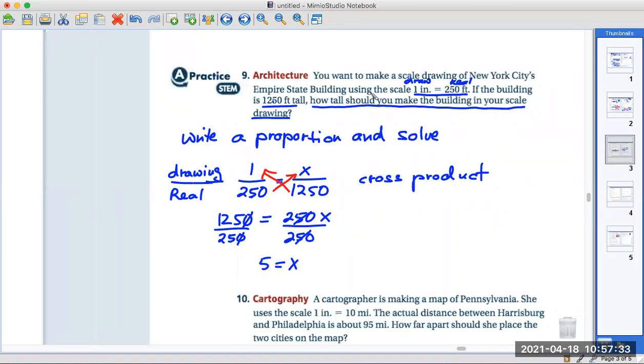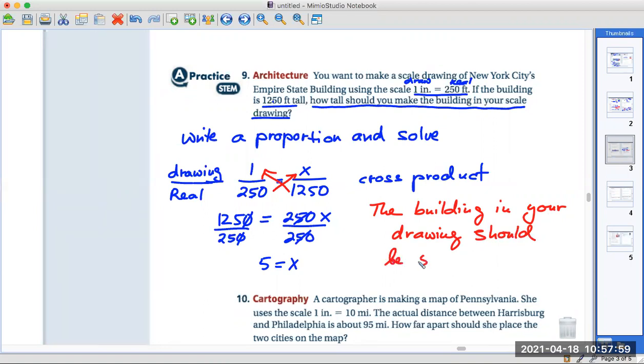All right, we have solved it, but now let's answer the question because it's asking how tall. The building in your drawing should be, now let's use the correct measurement. What is the 5? Is that feet? Is that inches? It's in the drawing, so it should be 5 inches tall, not feet. So you go back, the drawing is in inches, correct? See how it tells me that there?